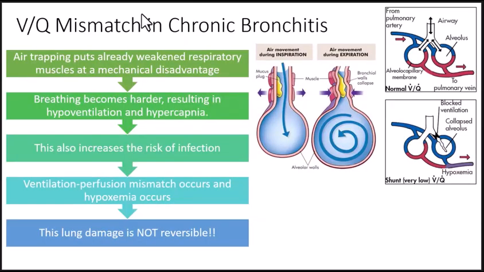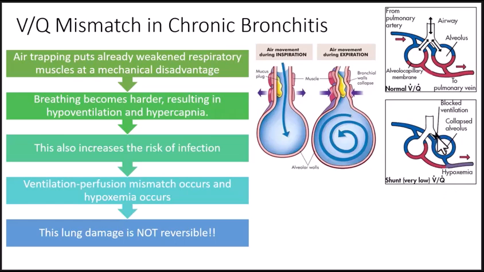There's also a ventilation perfusion mismatch that occurs with those that have chronic bronchitis. And this brings us back to a couple of images that we've looked at in this course already, where we have normal ventilation perfusion ratio and then a very low ventilation perfusion ratio.